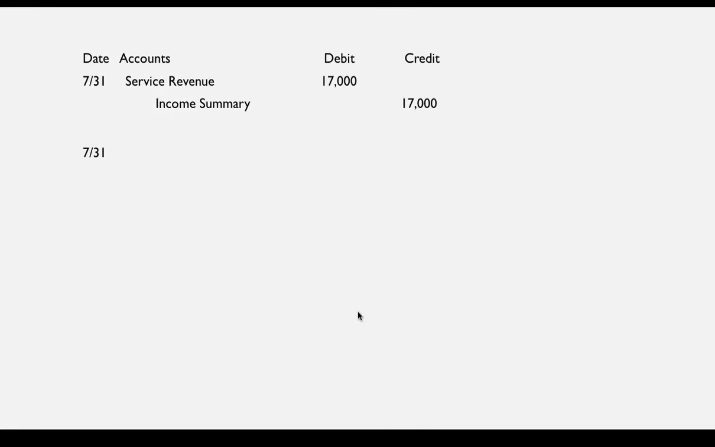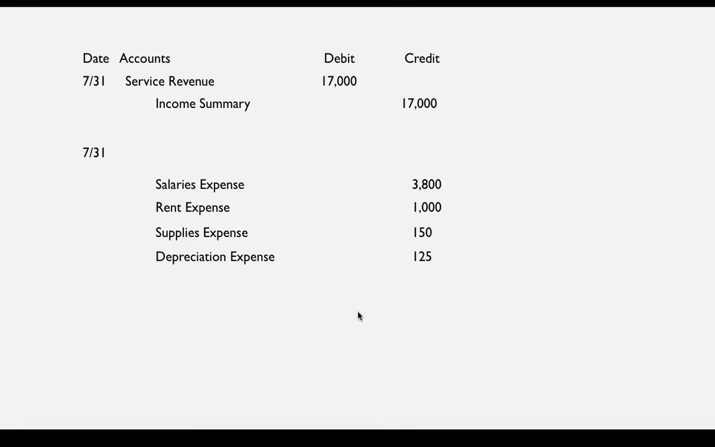So expense accounts have a normal debit balance, which means to close those, we're going to need to credit all of our expense accounts. So we'll skip a line because debits always go first in journal entries, right? So we'll skip a line and we'll start listing out all of our expenses as credits. So we'll list out salaries expense, rent expense, supplies expense, and depreciation expense, right? So we have those four listed out as credits.